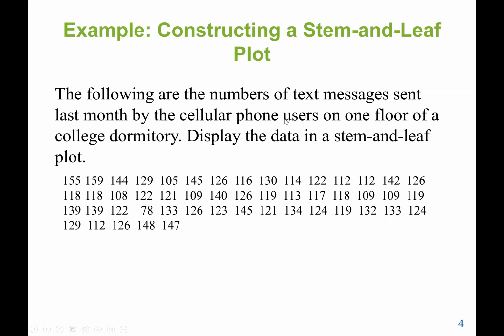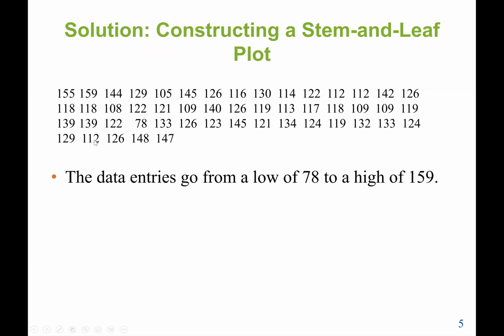So here they say the following are numbers of text messages sent last month by cellular phone users on one floor of a college dormitory. Display the data in a stem and leaf plot. Now we can see that most of the values are 3 digits. So we first of all put the values in ascending order. It's up to us. We can put it in ascending order, or we can just look at the lowest and the highest values. We saw that the lowest value is 78. The highest value is 159.